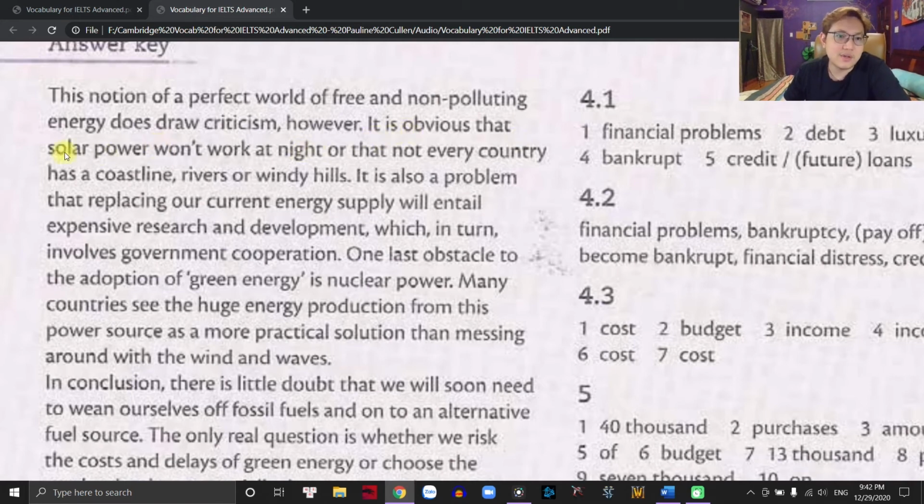It is obvious that solar power won't work at night, or that not every country has a coastline, rivers, or windy hills.